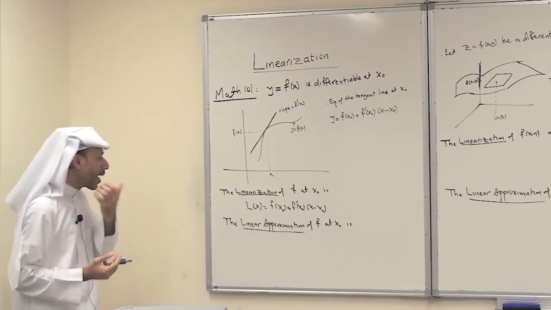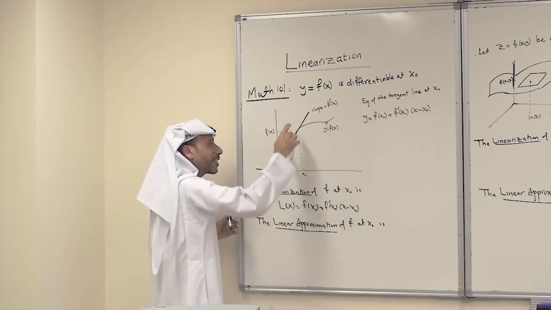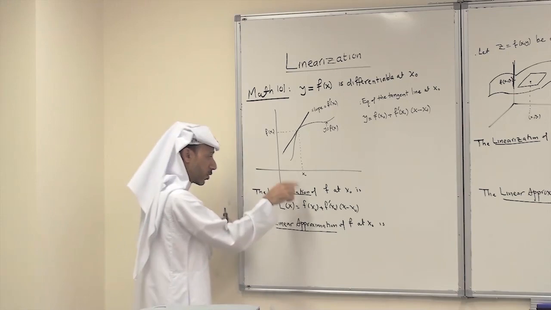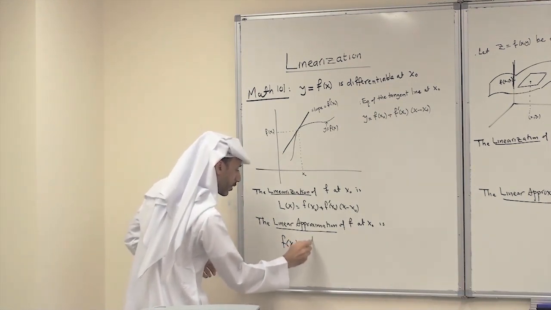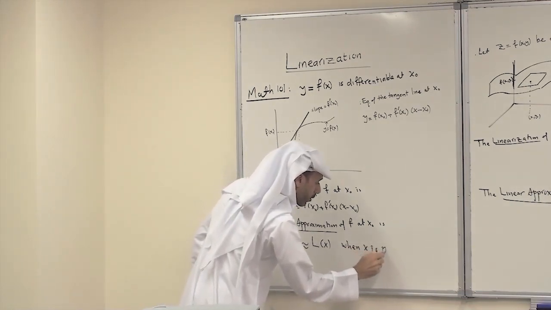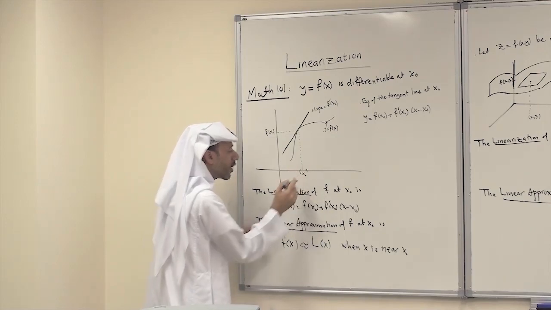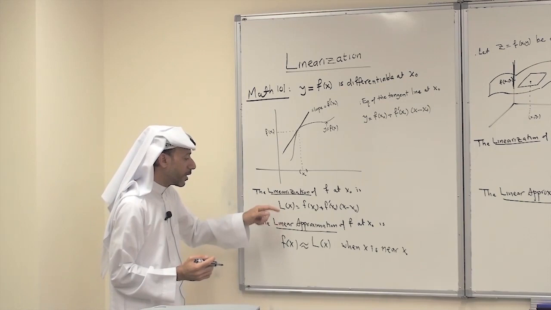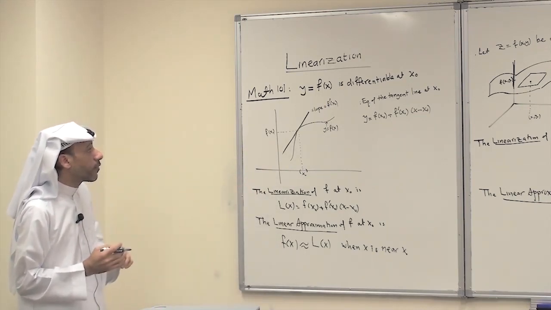From this linearization, we get a linear approximation of f at x0. Usually we approximate the curve by the tangent line when we are around x0. So f of x is approximately equal to the linearization L of x when x is near x0. The approximation is valid when we are very close to the point x0. This is the definition and the importance of the linearization: we can use it to approximate the function around a point. This is for functions of one variable.